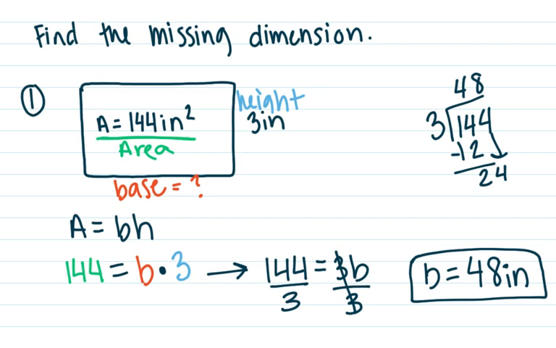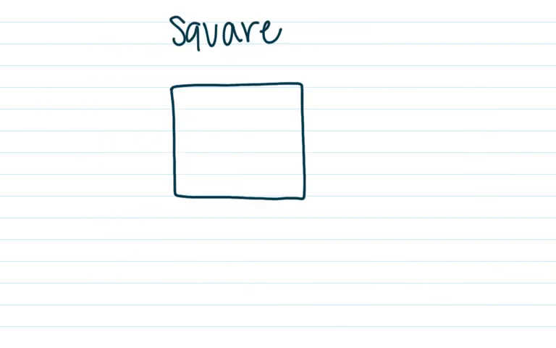Now we have a second shape that we're going to talk about here real quick, and that is a square. What's really special about a square is, again, it has 4 right angles. It's a 4-sided figure. And the big thing about a square is that every single side of the square is the same. It is a congruent figure all the way around. So it has 4 congruent sides.